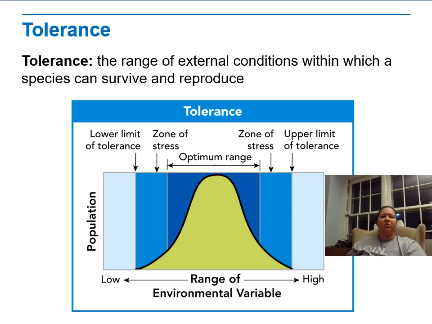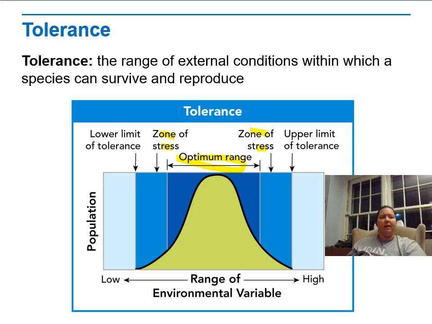Tolerance is the range of external conditions with which a species can survive and reproduce. And all of them have an optimal range. That means this is their happiest, this is the best, they survive the best here, they reproduce the best here. Once we get outside that optimum range, we end up with what are called zones of stress. And this just means that they're surviving, they're probably reproducing, but maybe not so much, maybe not as often.